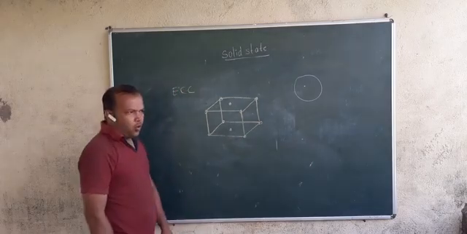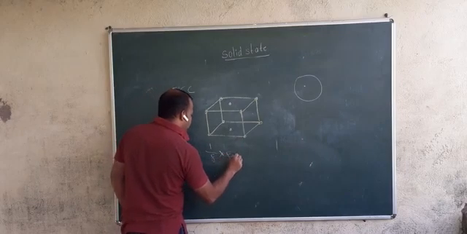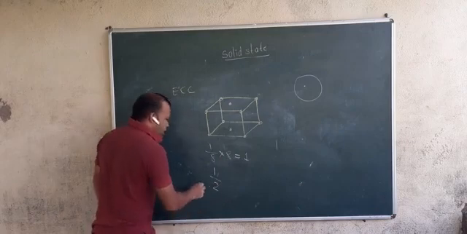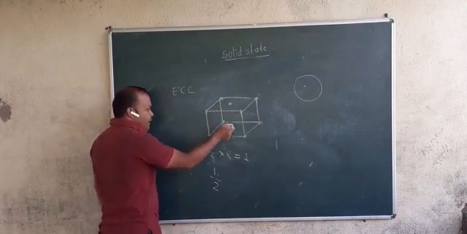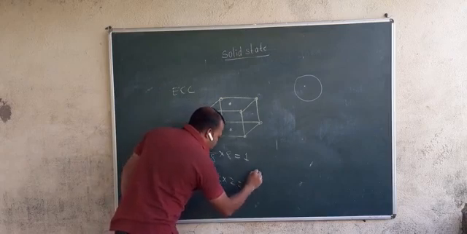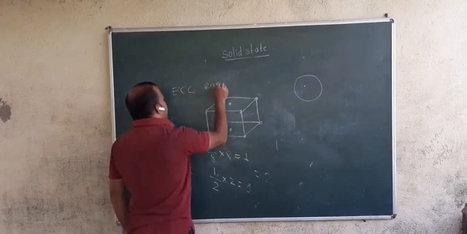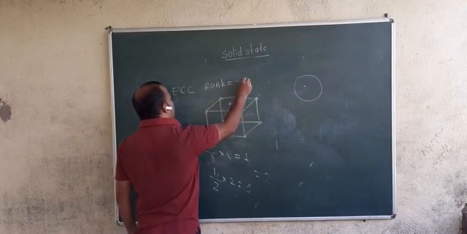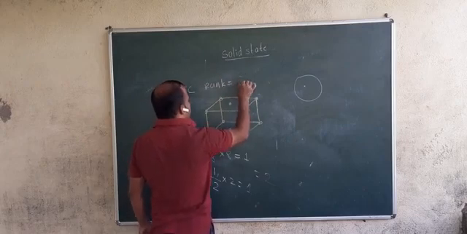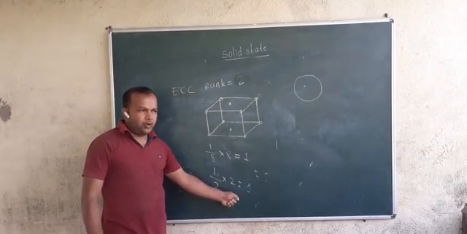As you know, the contribution of corners is 1/8 of 8, that is 1. And at the face, the contribution is half. And how many faces have we taken? Only 2. So 2 faces, that will be 1. So 1 plus 1, that will be 2. So the rank of ECC, that is end center, is 2. 1 plus 1. Okay, students.